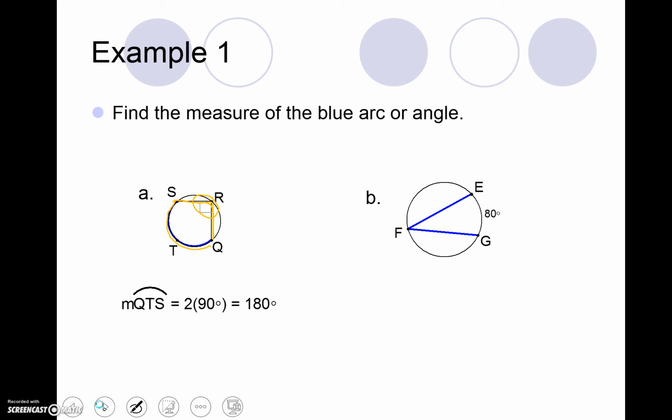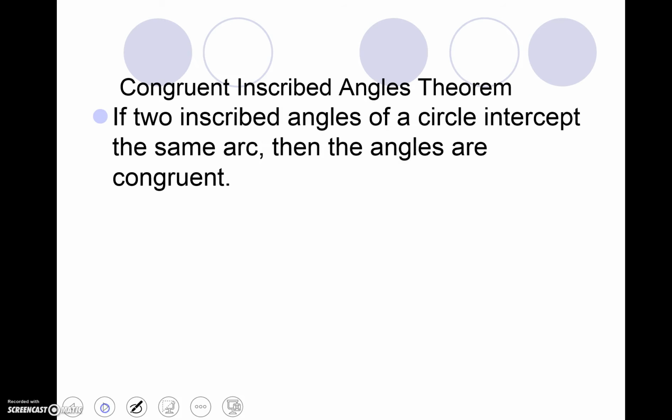So then in letter B, when I go to find the angle here, now it's different. It's going to go the other way around. This measurement is going to be half of the intercepted arc that's found right there. So what I'm going to do to find that angle is cut it in half, so that one will be 40 degrees. So again, the angle is always going to be smaller than its intercepted arc.